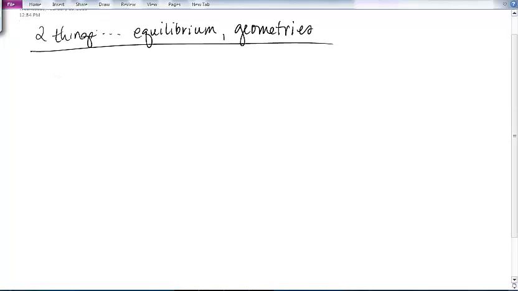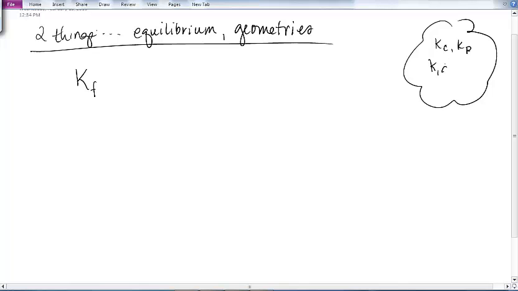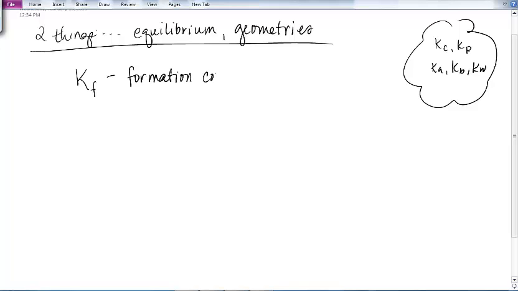We're going to start with some stuff we know, and we're going to go with equilibrium, and we're going to introduce a new KEQ called KF. So previously we've had KC, we've had KP, we've had KA, KB, KW, they're all just KEQs, right? Now we have a KF, and a KF is the formation constant, that's where the F comes from, for forming a complex ion from the metal ion and its ligands.